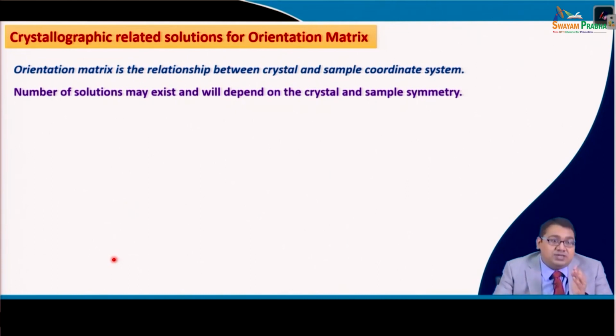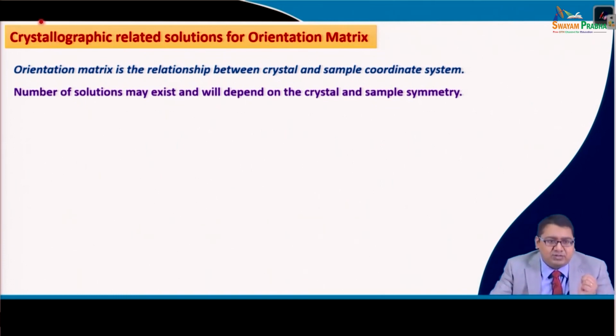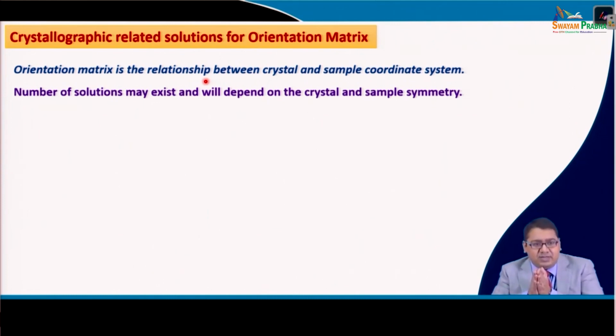So, based upon the crystallography, that means the crystal structure and the crystal symmetry, there could be many related solutions for a single orientation. That means there could be a number of orientation matrices, a number of solutions, right. The orientation matrix depends upon the angular relationship between the crystal and the sample coordinate system, and a number of solutions may exist because there are crystal symmetry and sample symmetry.